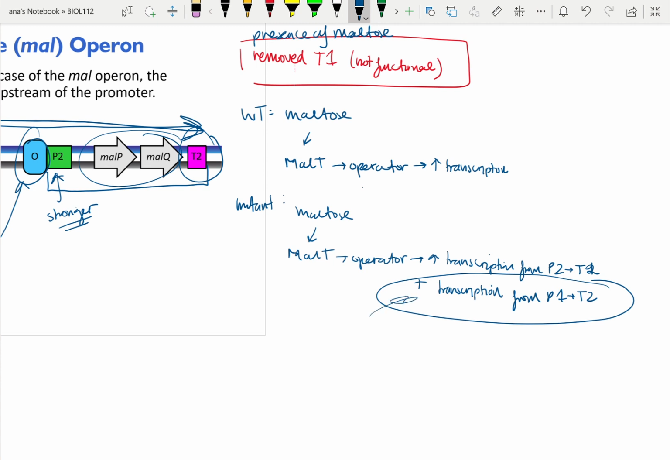If it's quite a bit more, then yeah, we would say that the mutant is making more of MALP and MALQ transcript as opposed to the wild type. But if we say that P1 is a really weak promoter, then it's sort of negligible. So that means that it's not really that much more, because P2 is just so strong that really anything made from P1 to T2 is not really that much more, so it's not significant.